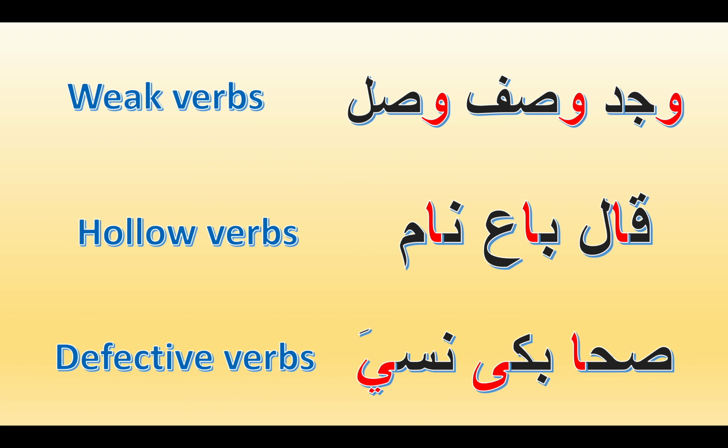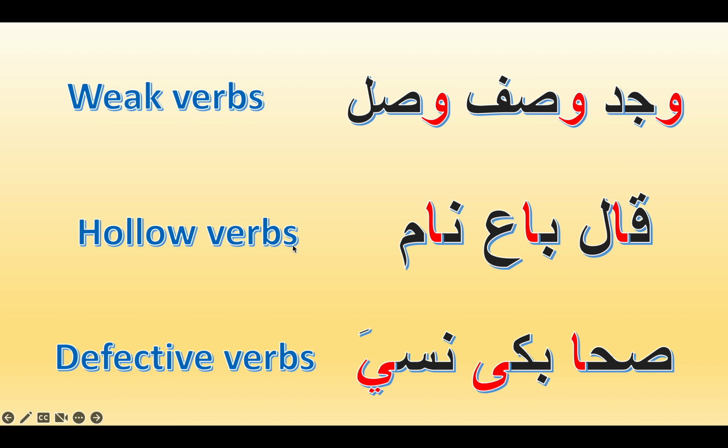لنبدأ. So, a quick revision on the different types of verbs that have a waw, an alif, or a ya in the root letters. As we saw in previous videos, there are weak verbs. I'll attach the link in the description. Weak verbs in Arabic are when the verb has a waw, an alif, or a ya as the first root letter. So, wajada to find, wasafa to describe, wasala to arrive.